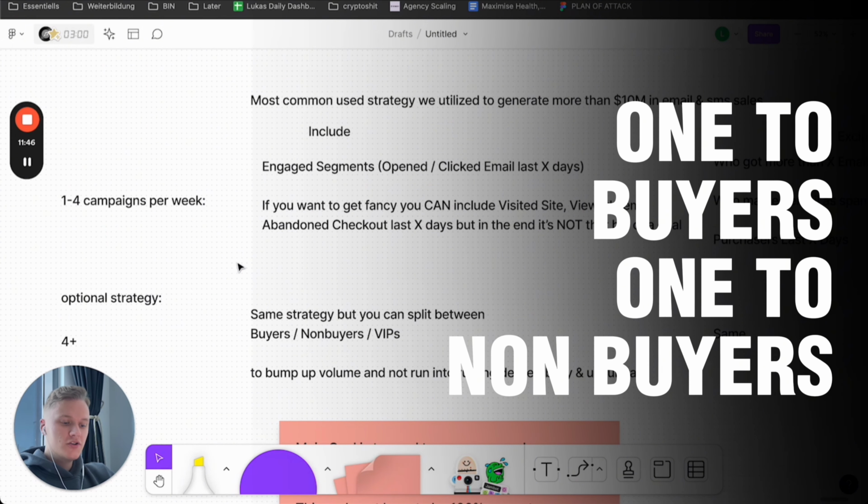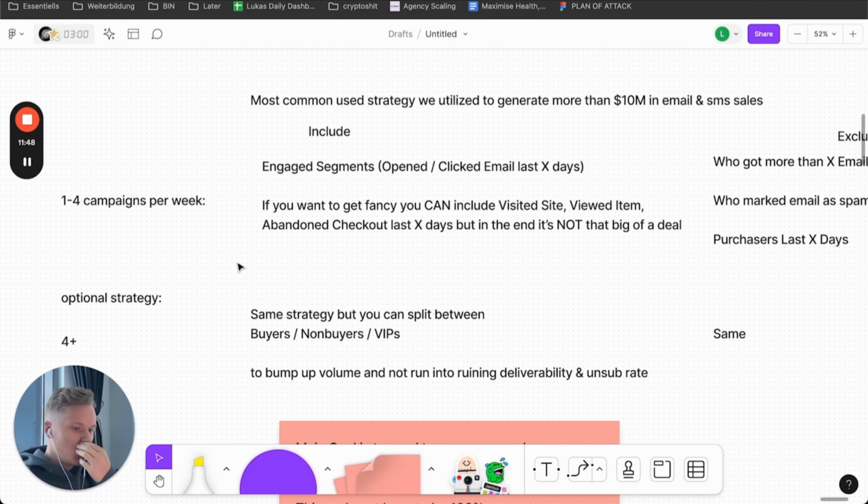And then we send 1 to buyers and 1 to non-buyers. That way we basically have 5 campaigns in theory, but we actually have 4 for each of those segments. And that way we have bumped up the volume and we can go into more detail when it comes to the pain points of each of those, because buyers know your quality and do not need as much nurturing as, for example, the non-buyer. But you can basically play around with that.